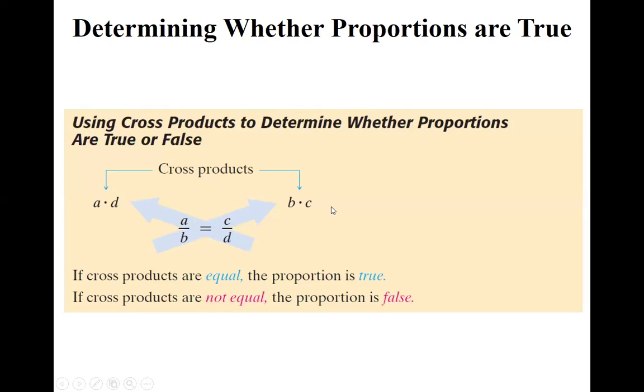To determine whether proportions are true, we can check cross products. This was the same method we used to determine whether fractions were equal. If a proportion's true, then the fraction-looking things are equal. So we take products of the diagonals. A times D, B times C. If they're equal, the proportion is true. If they're not equal, the proportion is false.